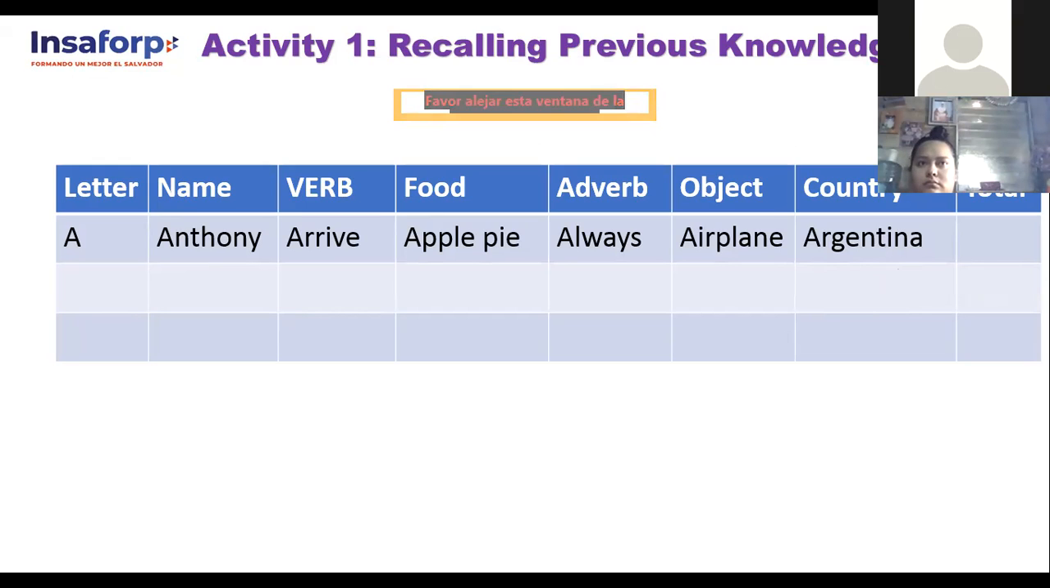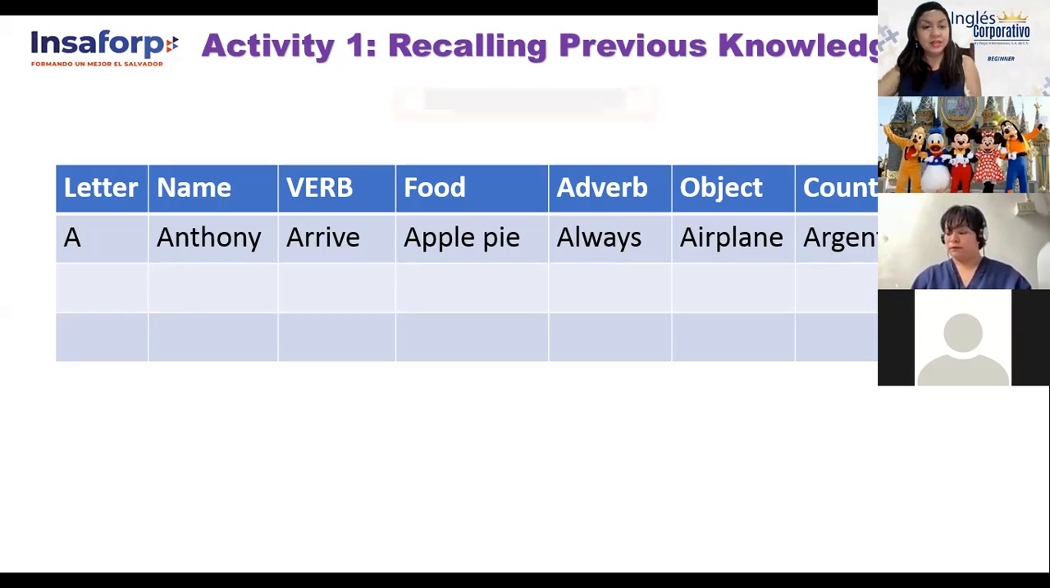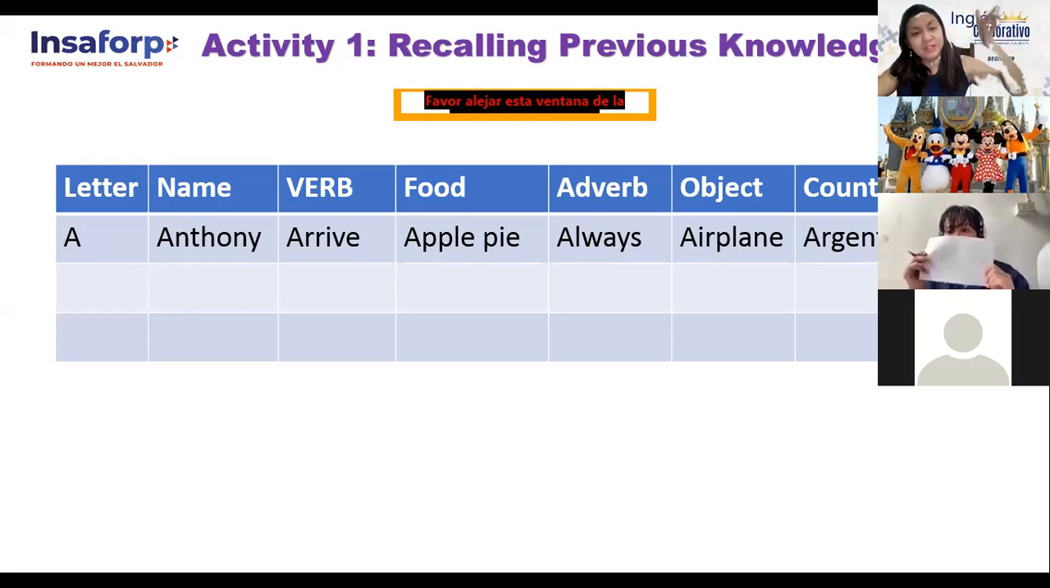Okay? And then we share the answers. When we share the answers, if you have the same word as another classmate, you will get 5 points. But if nobody else has the same word, you will get 10 points, okay? So, are you ready? Well, first you need to copy a table in your notebook or on a page and put the categories. Letter, name, verb, food, adverb, object, country, etc.